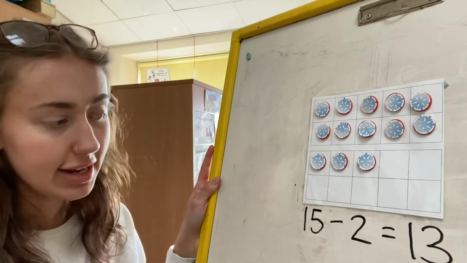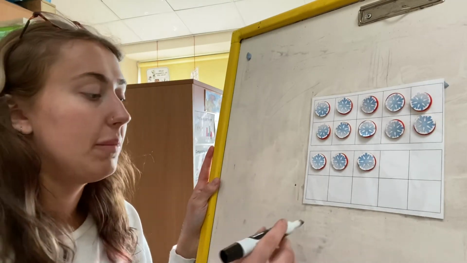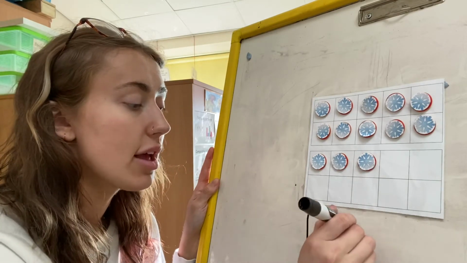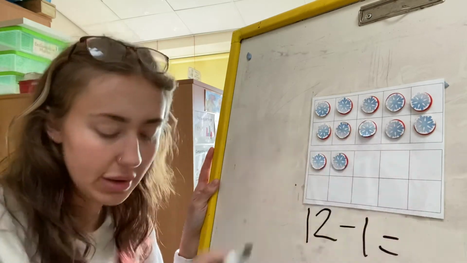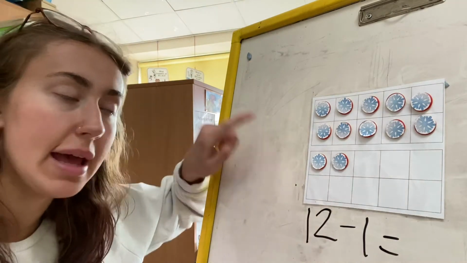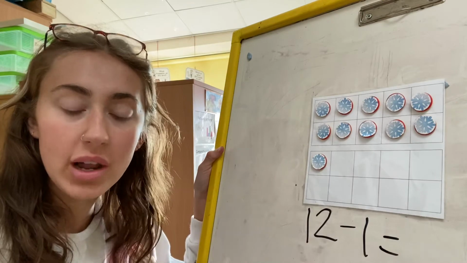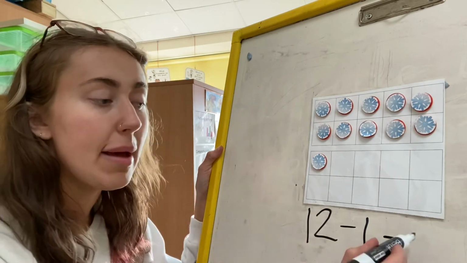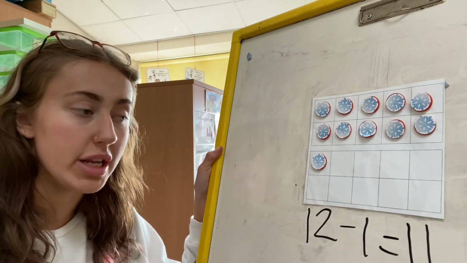Well done. Let's try another one. What if we had 12 snowflakes and the sun melted one of them? Let's have a look. So let's make 12 on our tens frame. So we have 1 ten and 2 1s here. And if the sun melted one of these, how many have we got left? So we have 1 ten and 1 1. So what does that make? That makes 11. So 12 subtract 1 equals 11.